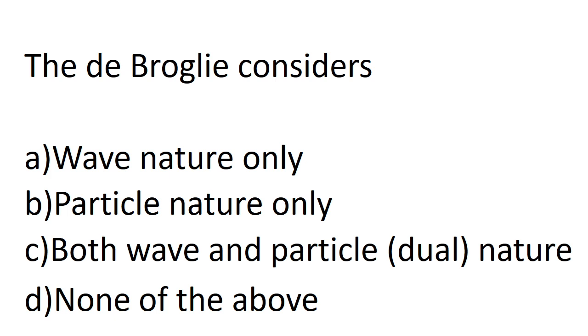Next one, the de Broglie considers, options are wave nature only, particle nature only, both wave and particle, that is dual nature, and none of the above. Just now we saw the equation, that is lambda is equal to h upon mv. It has the terms lambda and mv, that is the terms which explain wave nature as well as the particle nature, that is both wave and particle nature.